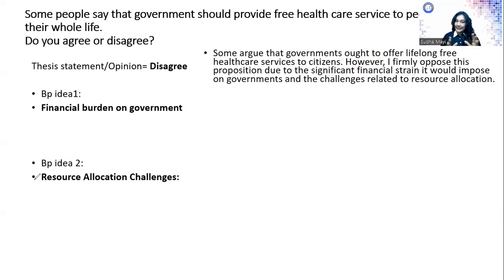Please go through it, what exactly it is all about. However, you can also identify it. Paraphrasing I have done of the given prompt, and then I have given my opinion by saying I firmly oppose this proposition. Why do you oppose? Because I got 2 points to confirm my opinion, which is financial strain and also challenges related to resource allocation, as we already thought about it.